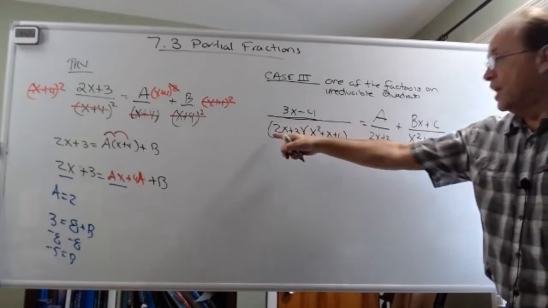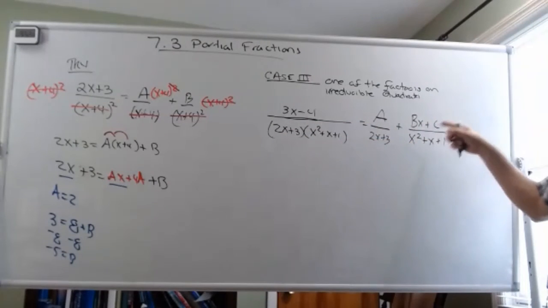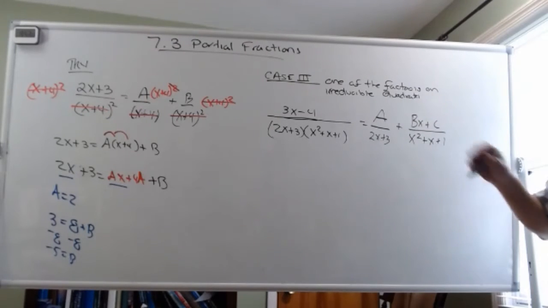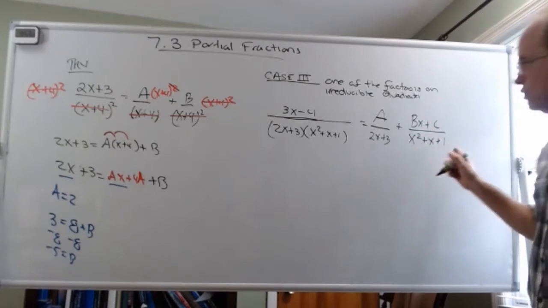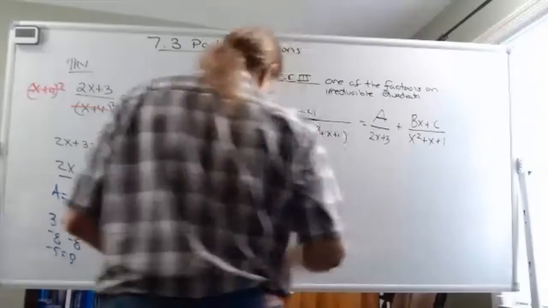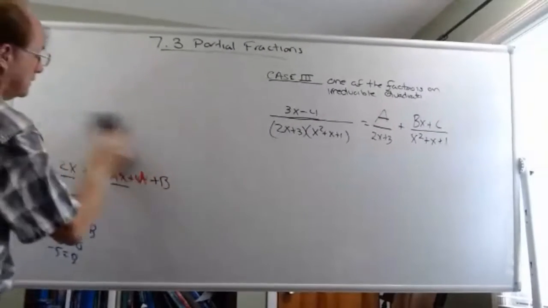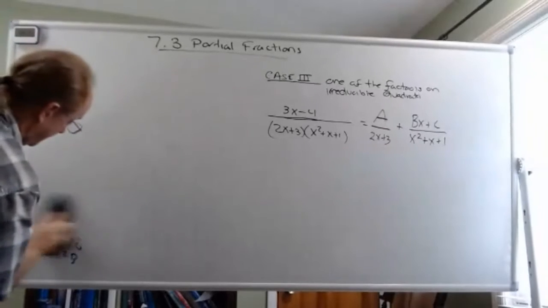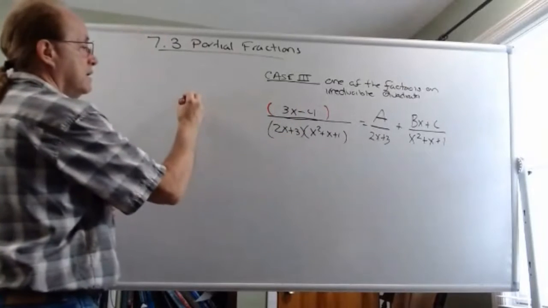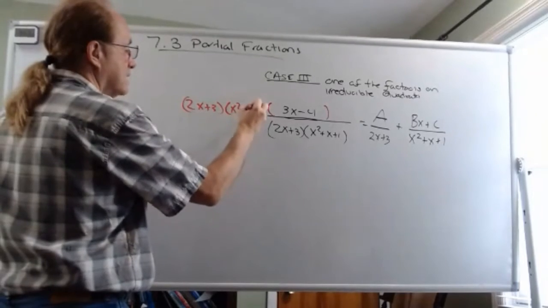So if I had another one of these factors, I might have an A over this factor, B over the next one, and that might be Cx plus D. It's always going to be that way. How do I solve this? Same approach. I want to get rid of all the denominator terms. So very simply, I multiply both sides by that denominator right there. I multiply everything on this side by 2x plus 3 times x squared plus x plus 1.